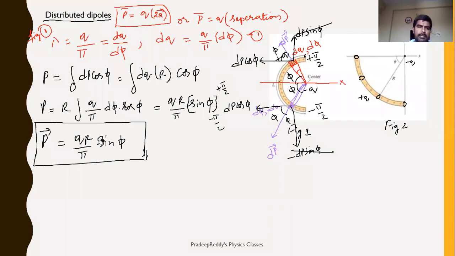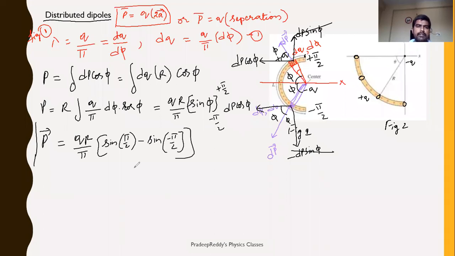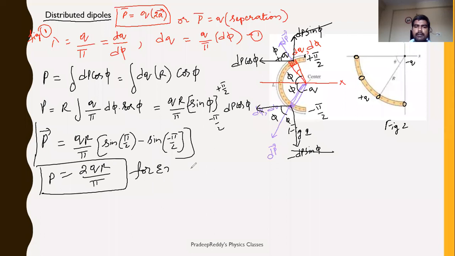When you substitute limits, what do you get? You will be getting q r divided by pi into sine of pi by 2 minus sine of minus pi by 2. So sine 90 will be equal to 1. 1 plus 1 is 2. So this is 2 q r divided by pi. This is the dipole moment for extended dipoles.